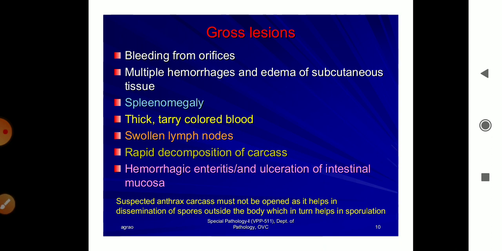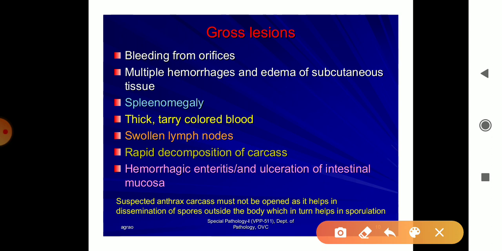So when we find the gross lesions, we find bleeding from the natural orifices, multiple hemorrhages and hemorrhage in the subcutaneous tissue. This is especially for the pathologists or the veterinarians, and a common man can't know these gross lesions. When we do the postmortem examination of the animal, we will find heavy enlargement of the spleen, a condition known as splenomegaly. A thick and tarry blood from the body cavity, then swollen lymph nodes as the migratory route is the lymph node, rapid decomposition of the carcass, then hemorrhagic enteritis, and ulceration of the intestinal mucosa.